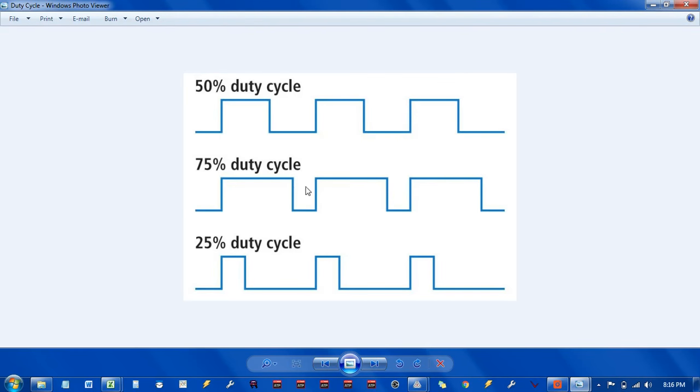And then any duty cycle in between 0 and 100 is a modulated pulse, where at 50% duty cycle, the signal is applied at 12 volts for half the time in a 20 hertz frequency.